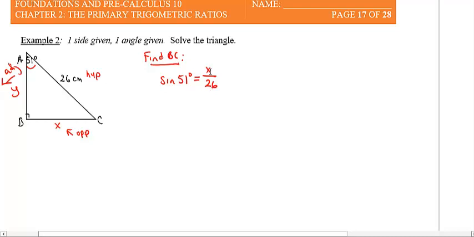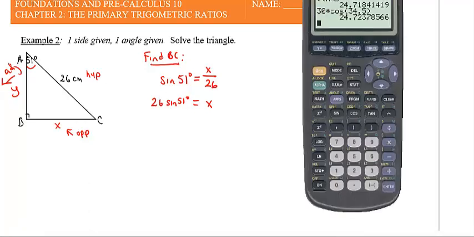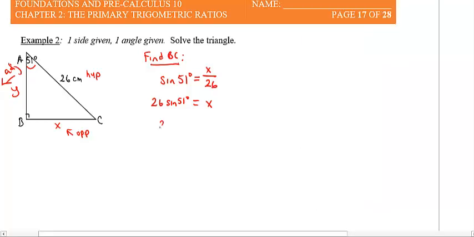And then we've solved enough of these questions, so I hope you can do this now. We'll cross multiply. So 26 times sine 51 degrees. 26 times sine 51. And there's your answer, 20.2. 20.2 centimeters. That is x, or BC. Then, of course, you can find AB.